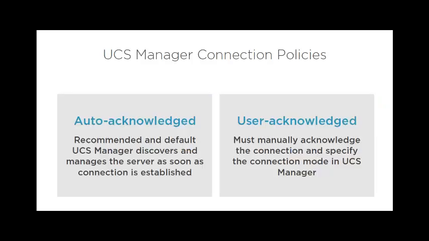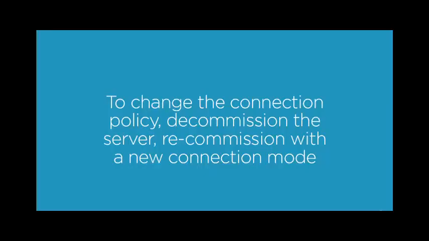Now, UCS Manager connection policies are of two types: auto acknowledge and user acknowledge. When you configure the policy, we define this. Auto acknowledge is recommended and the default; UCS Manager discovers and manages the servers as soon as the connection is established. As soon as we connect, it recognizes. Whereas here we need to manually acknowledge. That's user acknowledge. To change the connection policy, you need to decommission and recommission whenever you make changes to the policy.